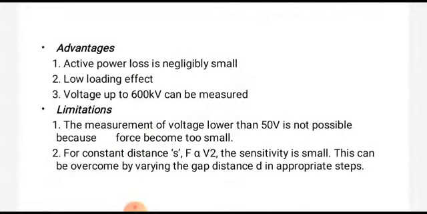Now advantages. Here active power loss is negligibly small, there is low loading effect, and voltage up to 600 kilovolt can be measured. Now the limitations. The measurement of voltage lower than 50 volt is not possible because the force becomes too small. If you take voltages less than 50 volt, the force becomes very small, so it is a disadvantage.